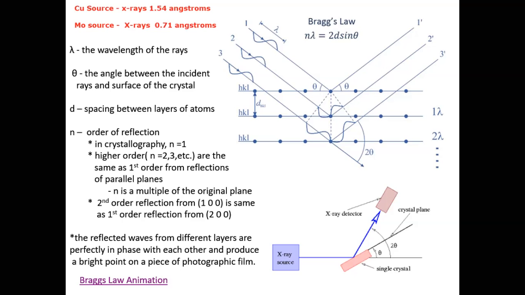n is the order of reflection. In crystallography, this is always set to 1, because higher order reflections are the same as first order reflections on parallel planes. For example, the second order reflection of 100, which is a plane, is the same as the first order reflection of 200. And when you have constructive interference of these X-rays, you get diffraction spots.